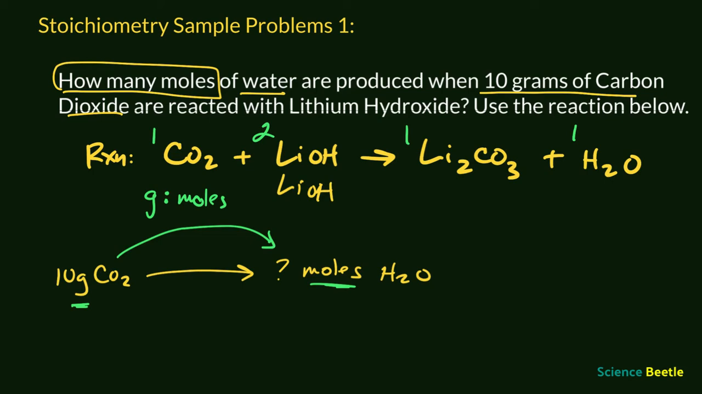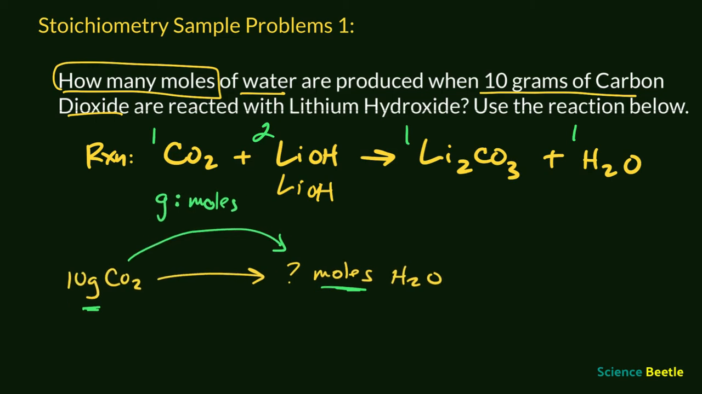Then I'm going to have to go through another step here to figure out the ratio between the moles of CO2 and the moles of water, which is what I'm interested in. When I drew the arrow here, I was actually implying that there are 2 steps. The very first step is converting from grams of CO2 into moles of CO2. Because of that, I'm going to have to move some of this stuff back.